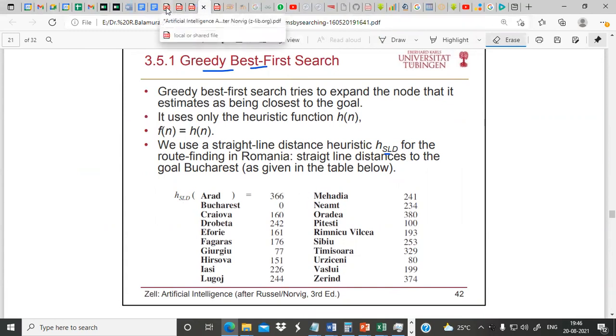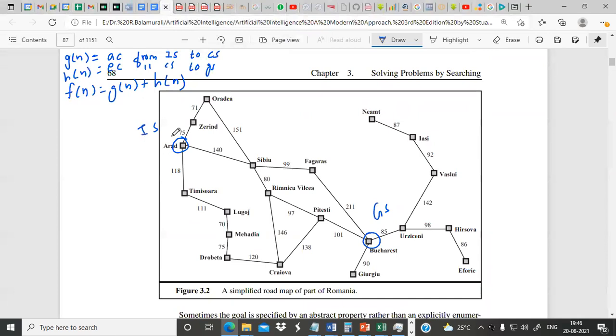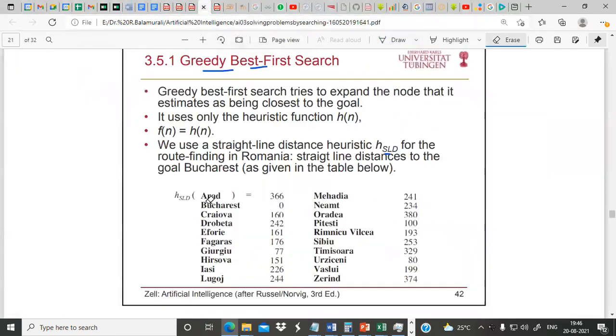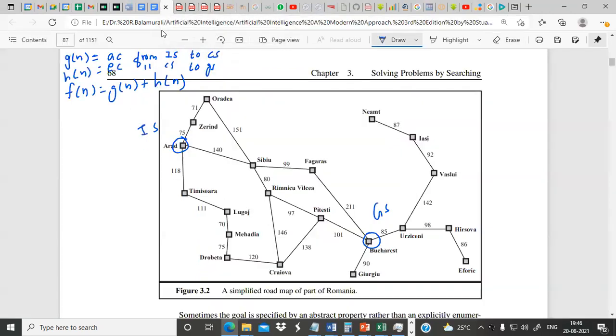With this input, let us proceed. Our starting position is Arad. From Arad to Bucharest, the cost is 366. Now, initially we are in the initial state. So how can we apply this function?